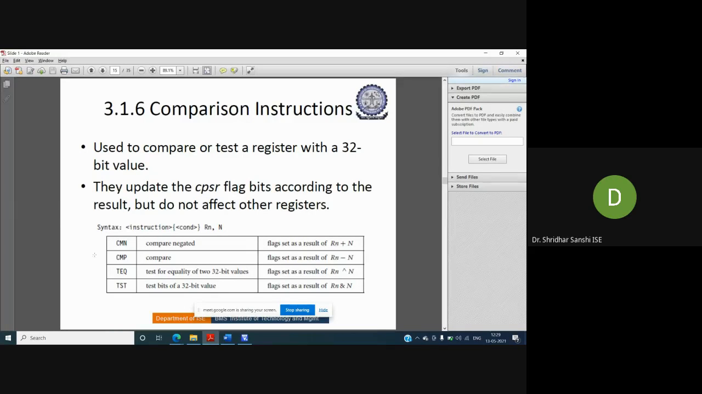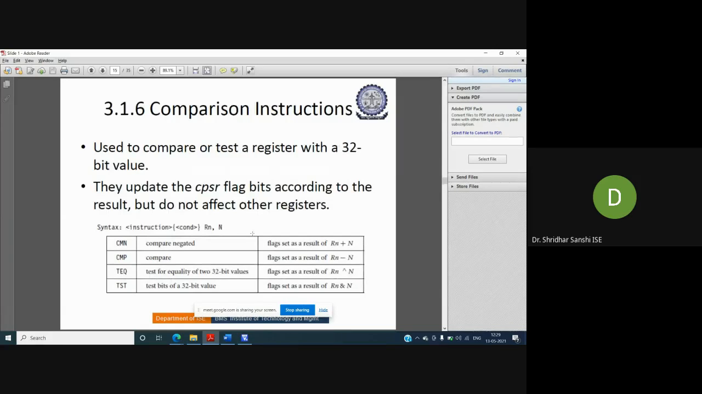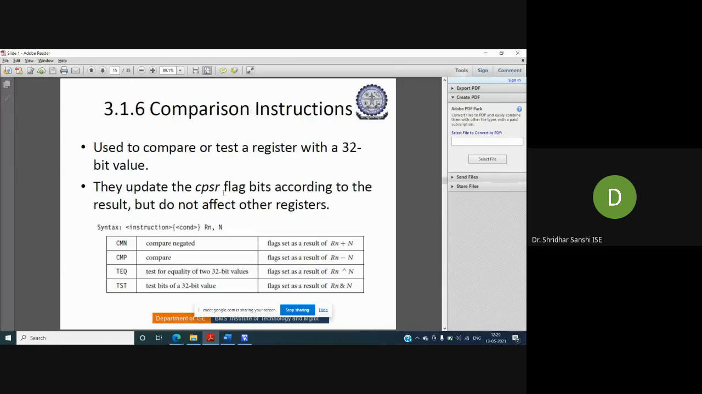And next is comparison instructions. Here we are storing the result into a register RD. But for comparison, the contents of flag bits are updated and we are not storing any result. That's the reason you can see only two registers are used. Here we are storing the result, so RD is there. There we are not storing the result. Based on the result, the flags in the CPSR register are updated.